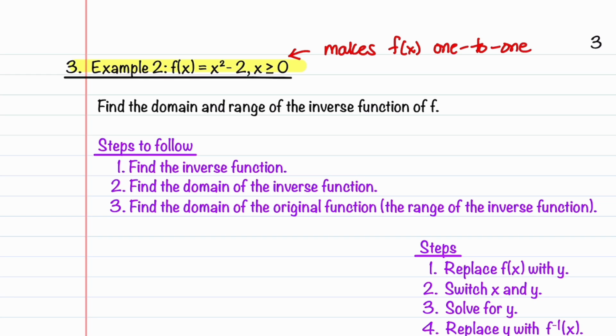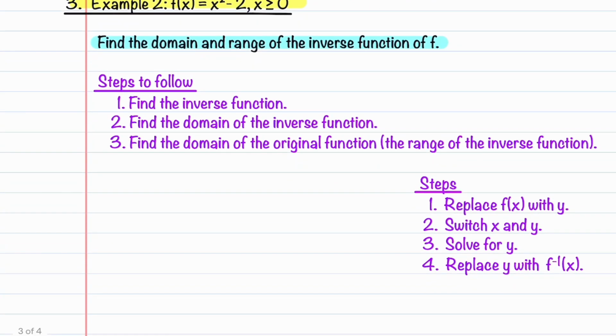And the reason we need it to be a one-to-one function is only one-to-one functions can have an inverse. What we're asked to do is the same thing we were asked to do in our first example. We're going to find the domain and range of the inverse function of f. I wrote down all the steps again just to make it easier for us.